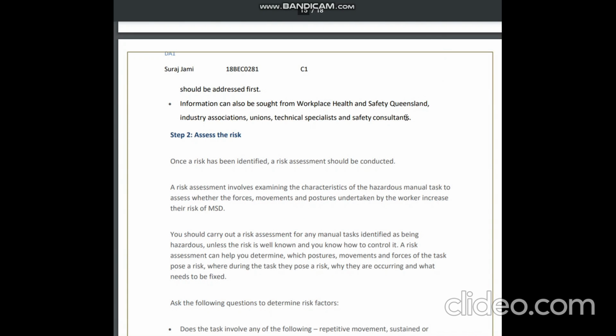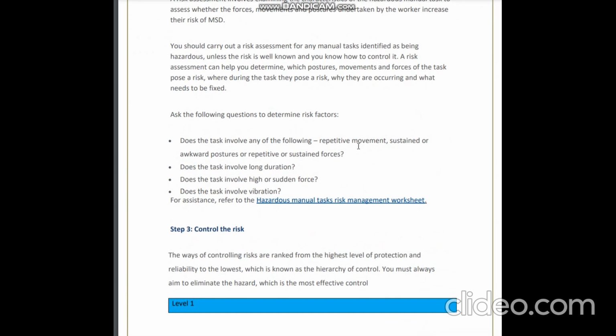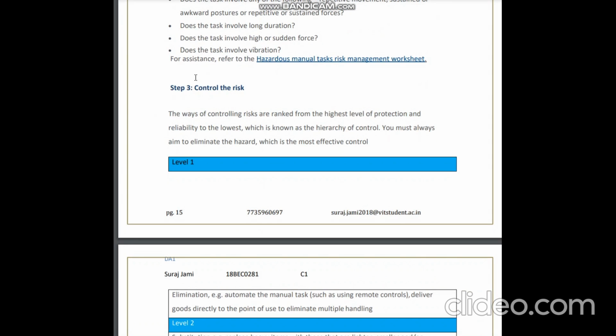What's step two? Assess the risk. Once a risk has been identified, a risk assessment should be conducted. We have to ask the following questions to determine the risk factors. Does the task involve any of the following: repetitive movement, sustained or awkward postures, or repetitive or sustained forces? Does the task involve long duration? Does the task involve high or sudden force? Does the task involve vibration? Now let's go to step 3, control the risk.